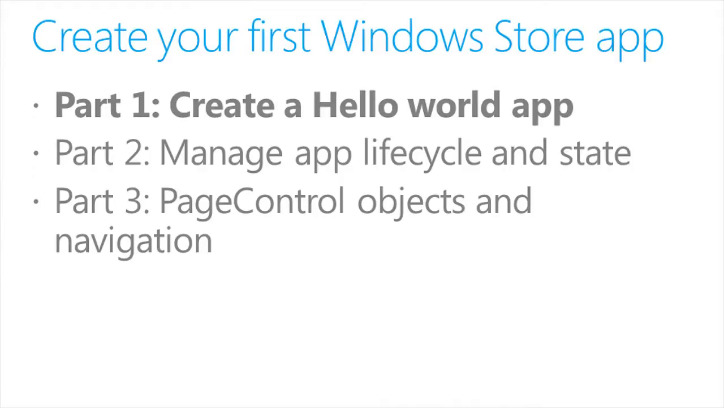In part 2, Manage App Lifecycle and State, we'll discuss the app lifecycle and we'll extend the Hello World app by storing app data in Windows roaming settings and saving session state data using the WinJS application session state object. In part 3, Page Control Objects and Navigation, we'll migrate our app to use the navigation app template and page control objects, and we'll add an app bar to navigate between pages using the WinJS navigation service.